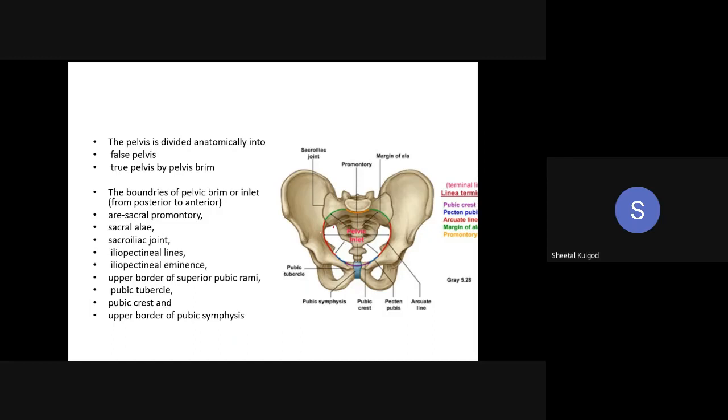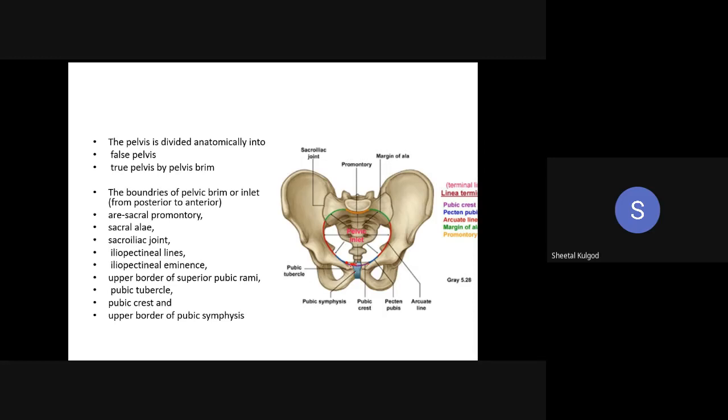Now, the boundaries, the structures which are present along the pelvic brim from posterior to anterior, are the sacral promontory, then the sacral ala, then the sacroiliac joint, the iliopectineal line, then the iliopectineal eminence, then the upper border of the superior ramus of the pubis, then the pubic tubercle, then the pubic crest, and then comes the upper border of the pubic symphysis. So the same thing on the other side completely forms the pelvic brim, or the upper border of the pelvic inlet.